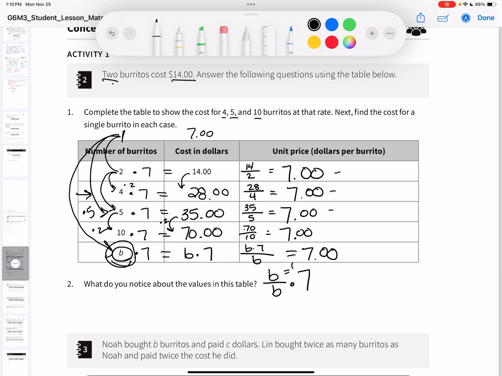So what do you notice about the values in this table? All equivalent ratios. How do I know? Because they all have the same unit rate.